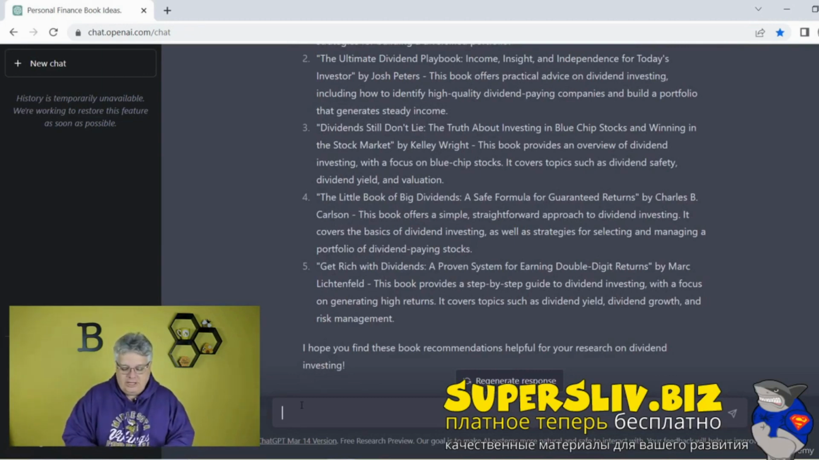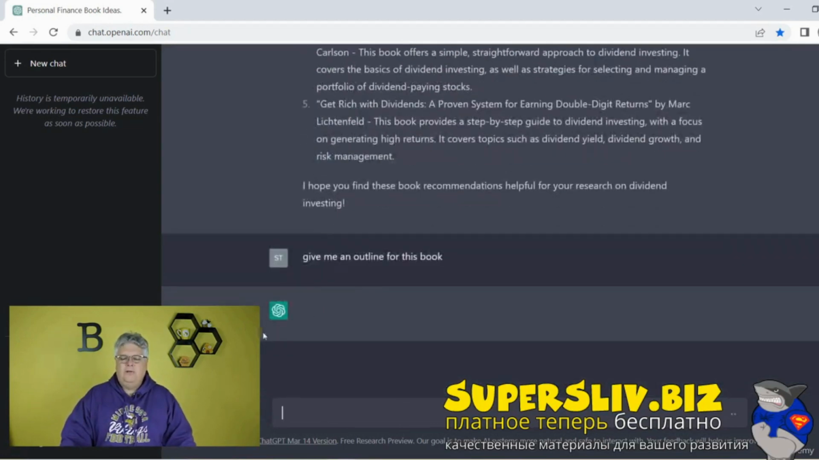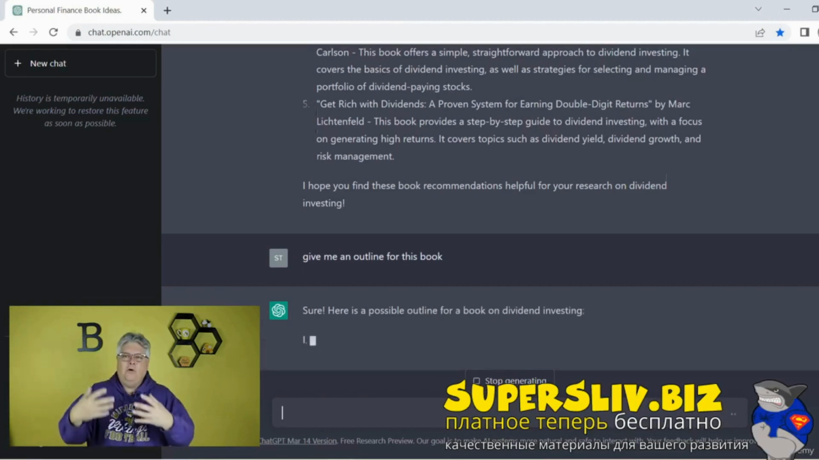So I can ask ChatGPT, give me, you don't have to say please, you don't have to be as nice as me, I guess. Give me an outline for this book. Let's see how it does. I didn't tell it it was my dividend book. Well, how's it going to know which book I'm talking about, right? It's because I'm already in the chat.